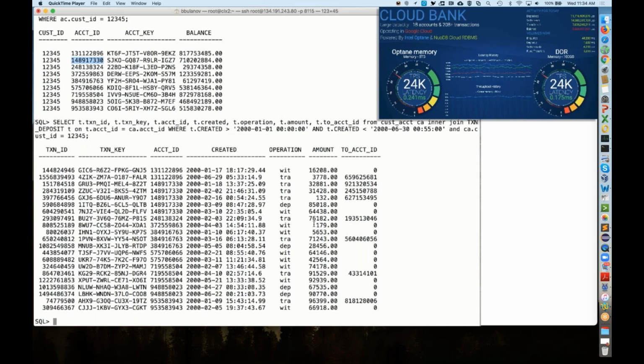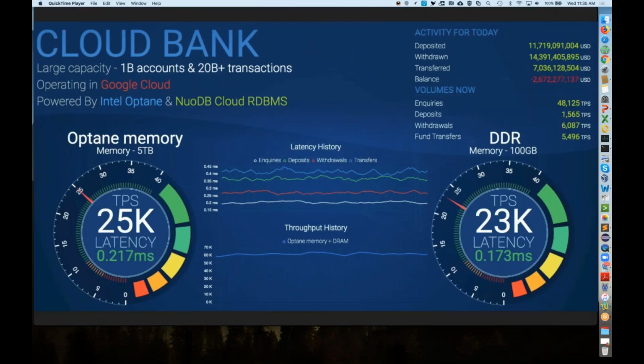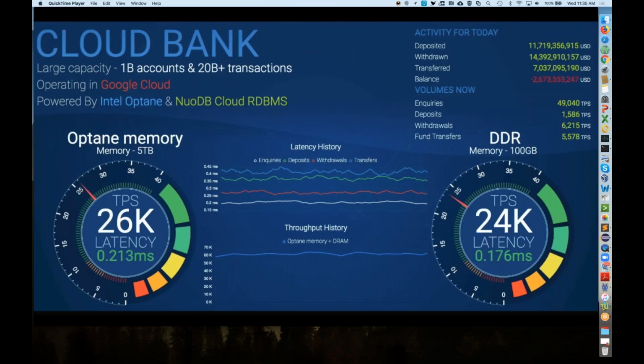We have deposits. We have transfers. Transfers move data from one account to another. We update balances. So this system performs just as any core banking system would, right? And we can observe this over a period of time. So that's the data within the demo. And as you can see, the system is operating.